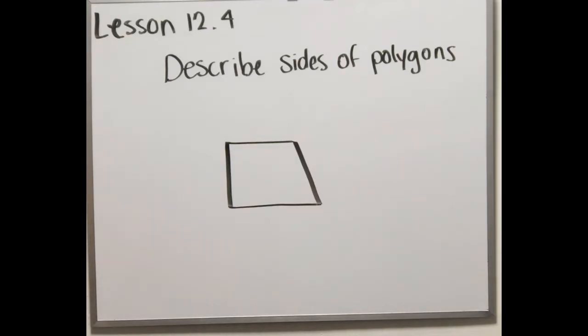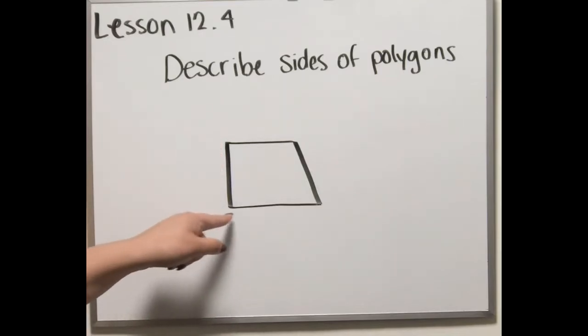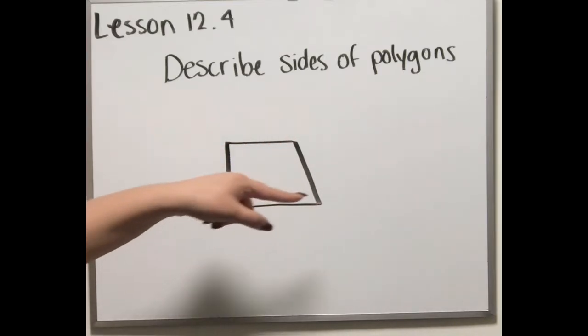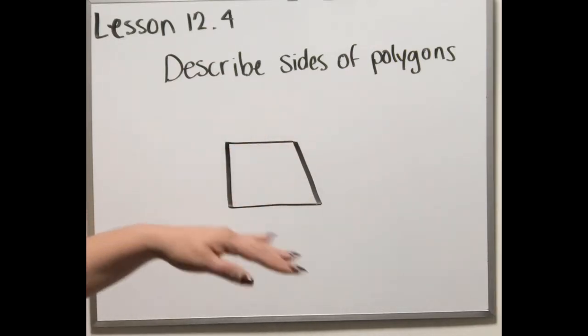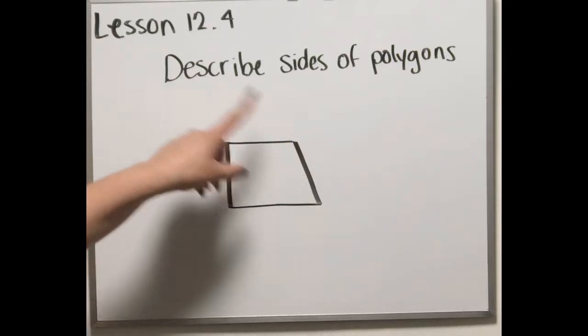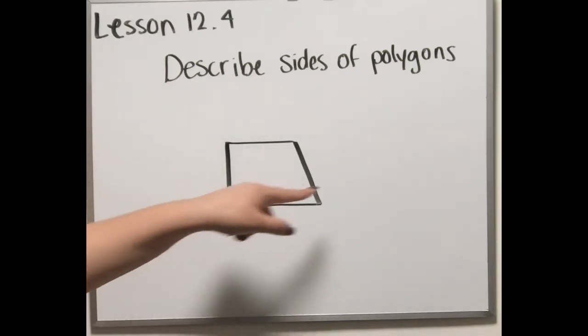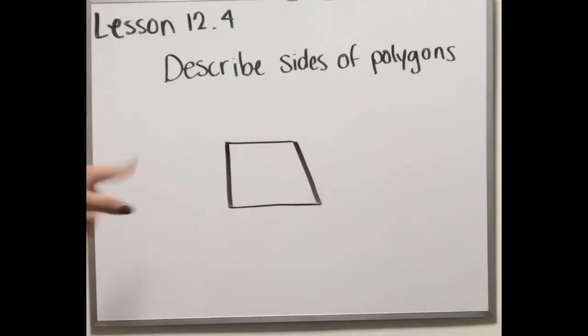This one's called Describe Sides of Polygons. So in this lesson, we're going to be describing the sides of the polygons. Remember that the sides of the polygons are always made by line segments. Remember that polygons are only made by line segments, straight lines only. No curves, no curved paths, no anything. It's only line segments, straight lines.